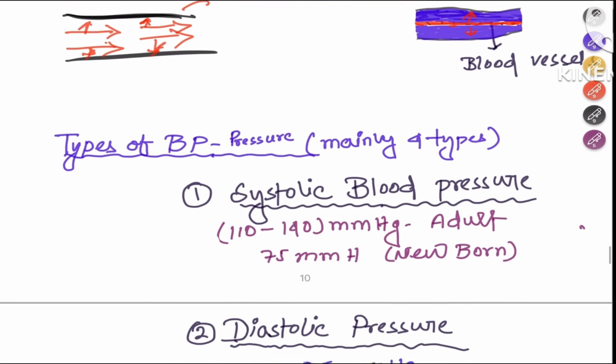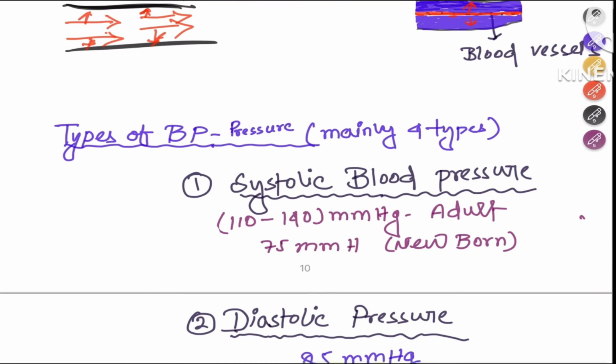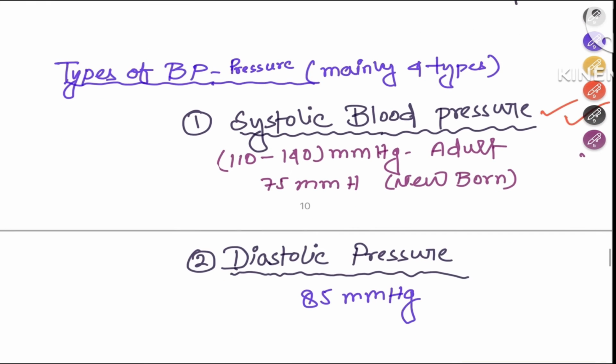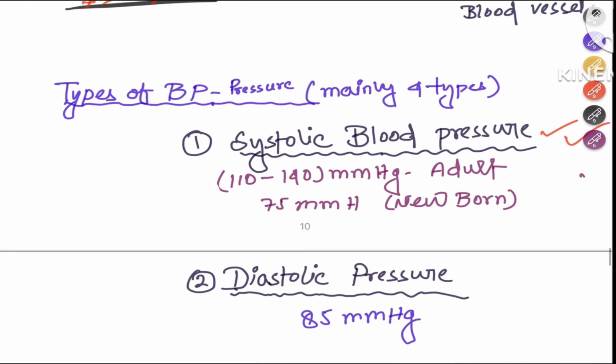So mainly there are four types of pressure we will see in blood pressure. The first one is systolic blood pressure. Systolic means it's related to the contraction of the heart. Whenever our heart is contracting, that time the pressure is the systolic pressure. When the left ventricle and right ventricle contract, the blood flow in the artery is more and creates more pressure. That is the systolic blood pressure. The normal range of systolic blood pressure is 110 to 140 mmHg in adults, and in a newborn it can be 75 mmHg.